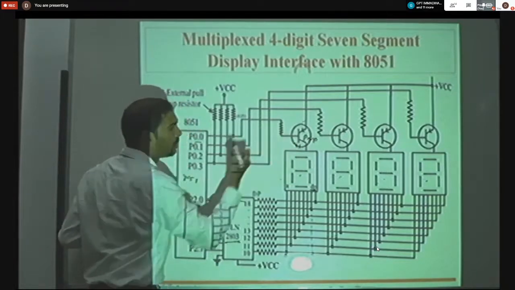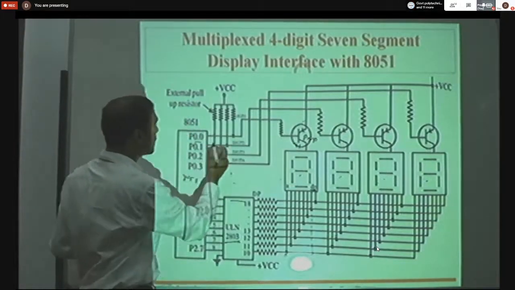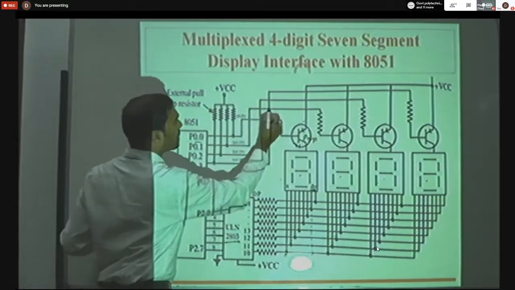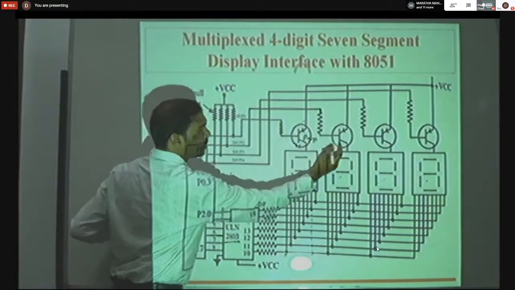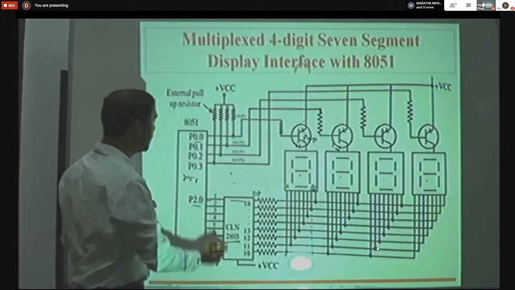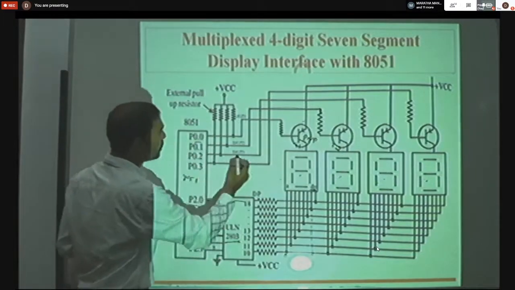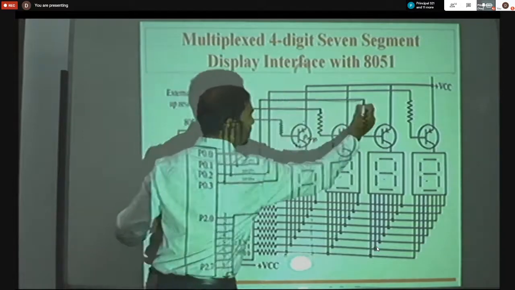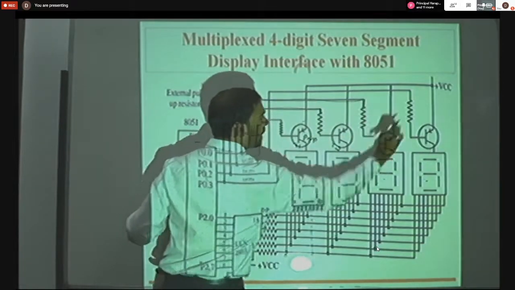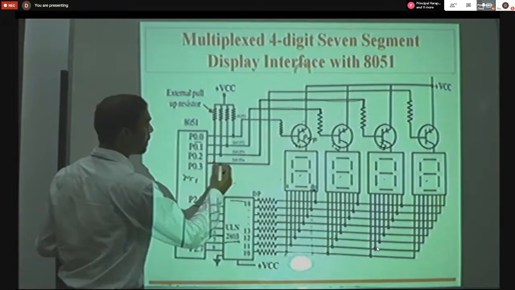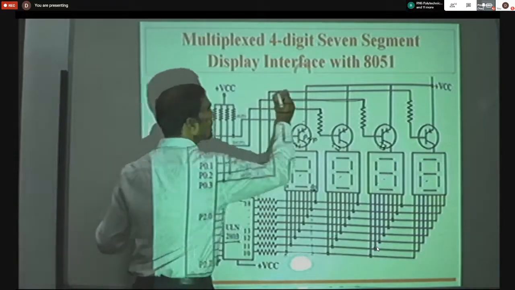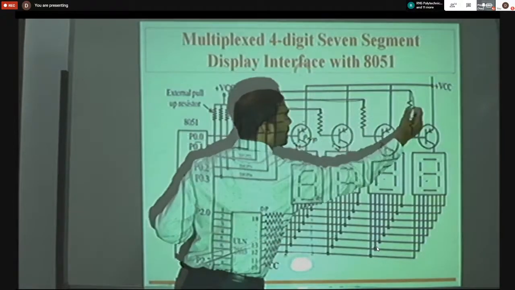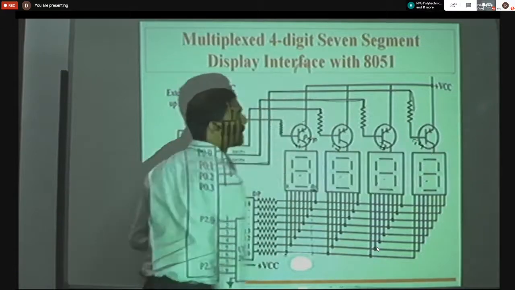This is called the current limiting resistor. Similarly, the digit 2 is connected to transistor T2 via a current limiting resistor. Similarly, port 0.2, which is the digit 3, is connected to transistor 3 via the same current limiting resistor. Finally, 0.3, which is the digit 4, is connected to the last transistor, T4, via the same.